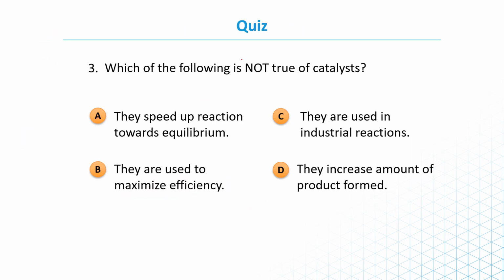Which of the following is not true of catalysts? So they speed up the reactions. This is true. They are used in industrial reactions. This is true. They are used to maximize efficiency. يعني يزود فعالية التفاعل. This is true لأنه بيخليها أسرع. They increase amount of product formed. This is wrong. So this will be our answer. Okay? Because this is not true.